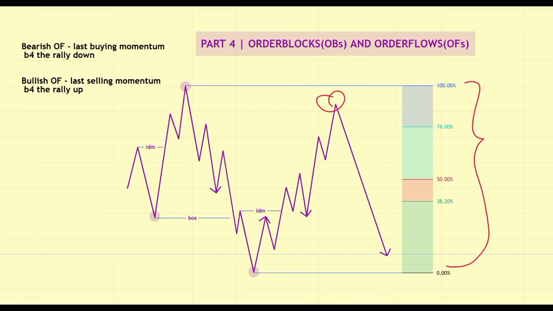Alright, without further ado, let's dive in. First I will start with a diagram and then I will dive into the real chart to reinforce what I have just explained.